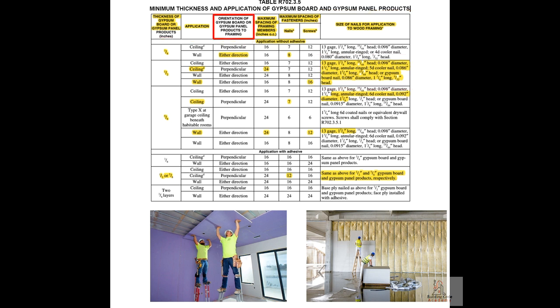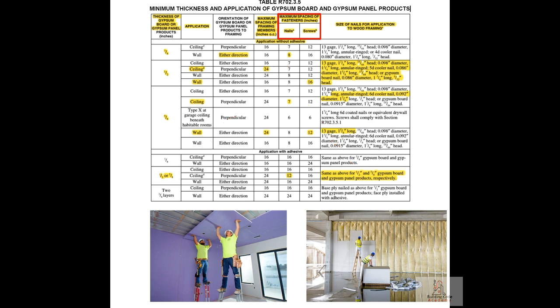Orientation of gypsum board or panel products to framing is either parallel or perpendicular. Maximum spacing of framing members varies from 16 to 24 inches, depending on orientation and type of application. The maximum spacing of nails is 7 inches for ceiling application, 8 inches for wall application.